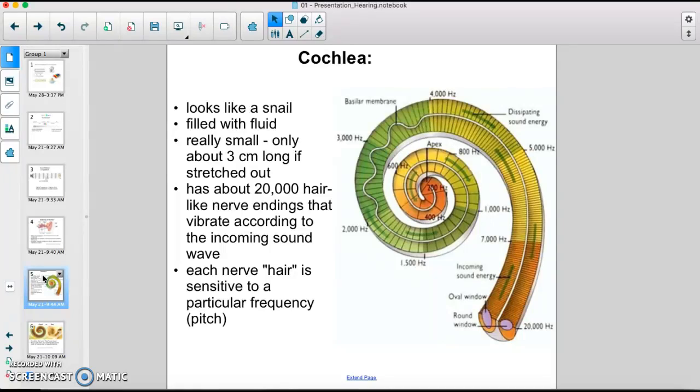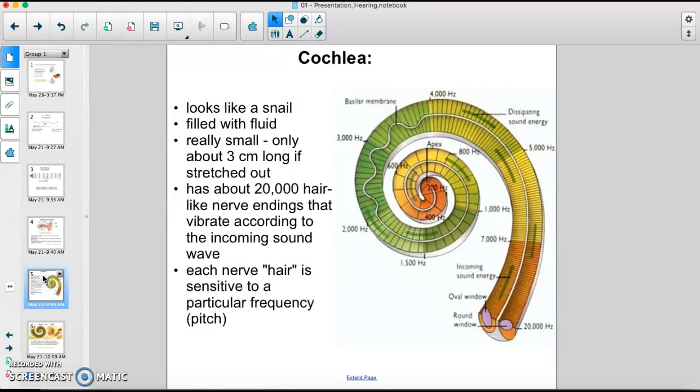Cochleas are really, really small. So they would be about 3 centimeters long if you took it and stretched it out. Right now it's all coiled up, but if you were to unroll that snail, it's only 3 centimeters long. And inside there are about 20,000 hair-like nerve endings. And each of those little nerve endings will vibrate according to an incoming sound wave.